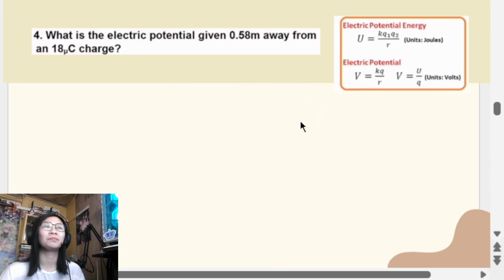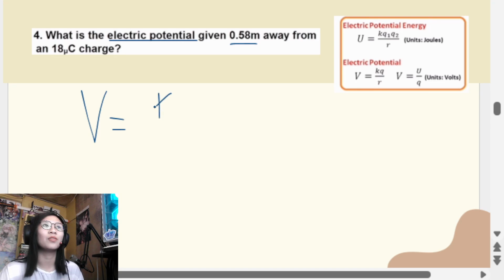Okay, number 4. What is the electric potential given 0.58 meters away from an 18 microcoulomb charge? Since we have distance and we're finding the electric potential, we use the same formula as in number 3, that is kQ over r, with 0.58 meters.